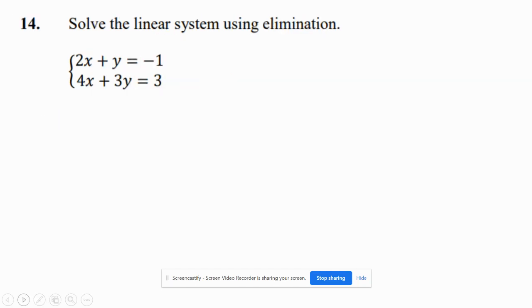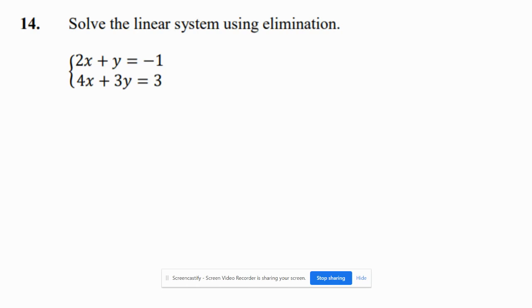All right, number 14, solve the linear system using elimination. Now, we cannot add right away because the coefficients are different numbers. We can't subtract either for the same reason. At this point, you want to see if you can get away with multiplying one equation. And it really depends in this example which one you want to eliminate.